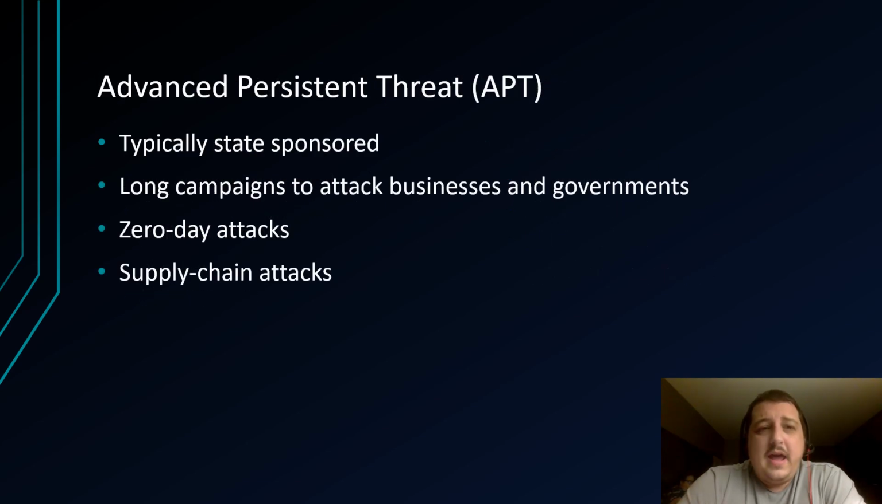Lastly, of all the bad actors out there, the ones that are among the most dangerous are APTs, or Advanced Persistent Threats. These groups of individuals are typically state-sponsored and will spend long campaigns utilizing attacks such as zero-day attacks and supply chain attacks. A zero-day attack is when a hacker takes advantage of software or network vulnerabilities that a vendor or developer was unaware of.